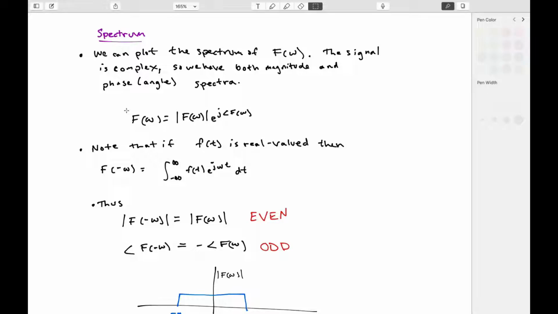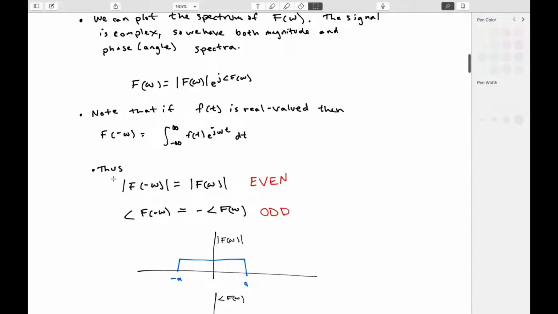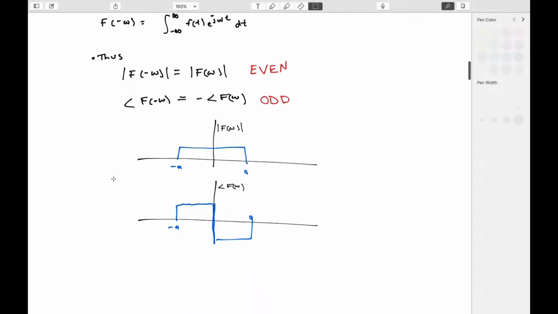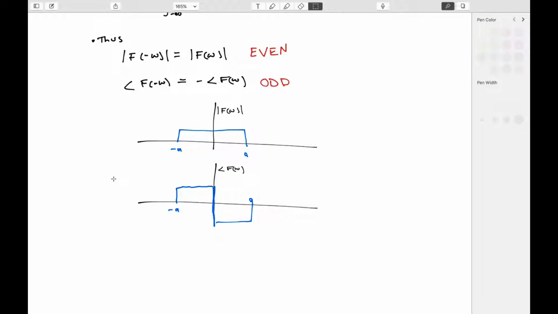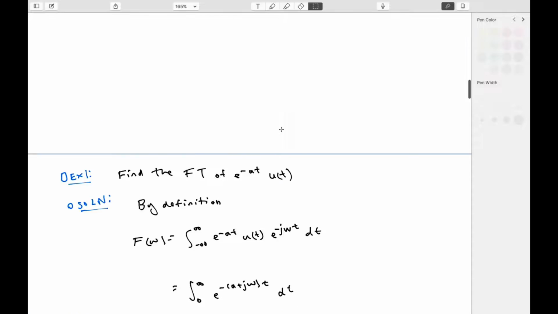Note that if f of t is real valued, then F of minus omega is equal to the integral from negative infinity to infinity of f of t e to the j omega t dt. As a result of that, the magnitude of F of omega is an even function, and the angle of F of omega is an odd function. So in drawing, what that means is that the magnitude of F of minus omega is equal to the magnitude of F of omega, whereas the angle of F of minus omega is equal to minus the angle of F of omega, or an odd function.